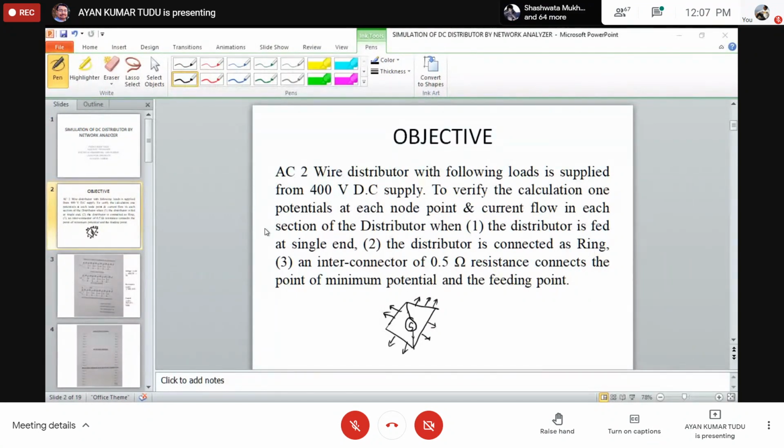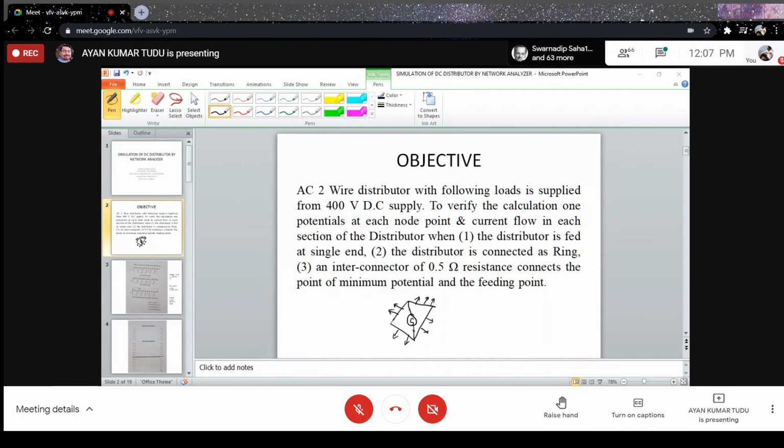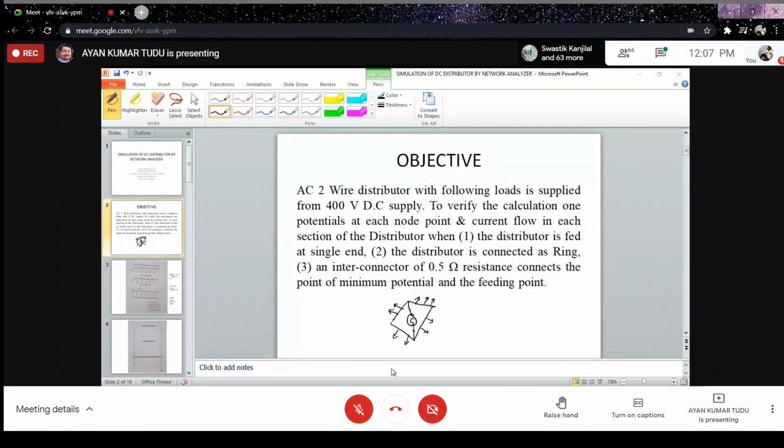Since we do not have any tappings on the feeder, the size of the feeder is determined primarily from the current carrying capacity of the feeder. How much current is flowing through the feeder determines the size of the feeder. Because of this, the voltage drop along the feeder is taken to be more or less the same.